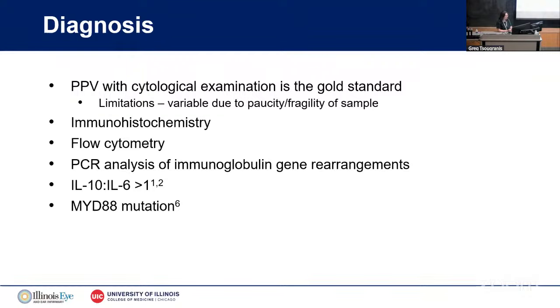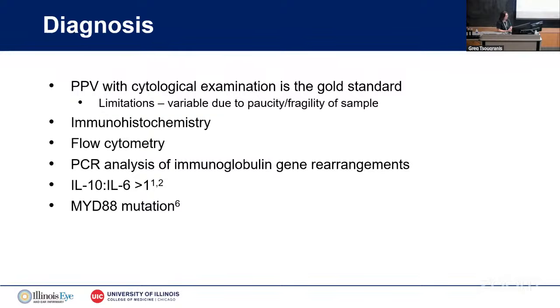Diagnosis: the gold standard is vitrectomy with cytology, but this is limited, as we found out with our patient. For example, the cells in the sample are very scarce and fragile. So even if you do the best vitrectomy and get the sample to the lab within 2 hours, you still might not have enough cells to run those tests. We have some supplemental tests, immunohistochemistry and flow cytometry, but they also rely on having a cellular sample.